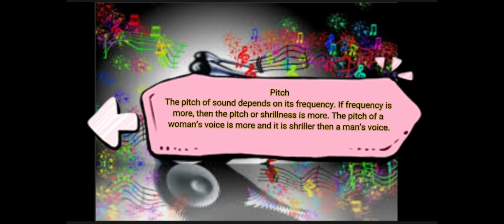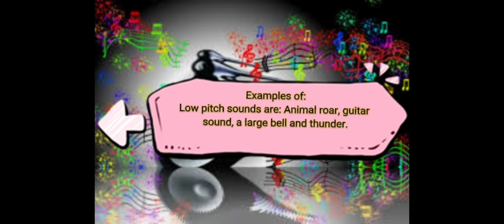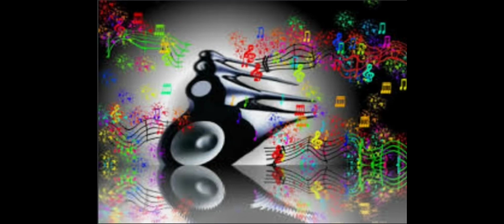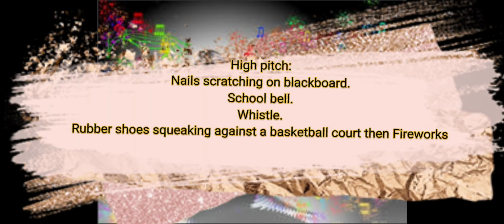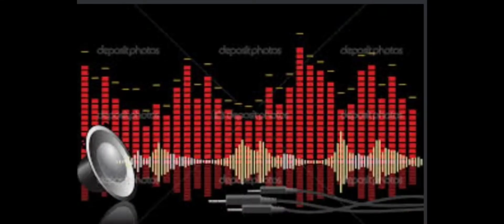If frequency is more, then the pitch or shrillness is more. The pitch of a woman's voice is more, and it is shriller than a man's voice. Examples of low-pitch sounds are animal roar, guitar sound, a large bell, and thunder. High pitch: nails scratching on a blackboard, school bell, whistle, rubber shoes squeaking against a basketball court, and fireworks.